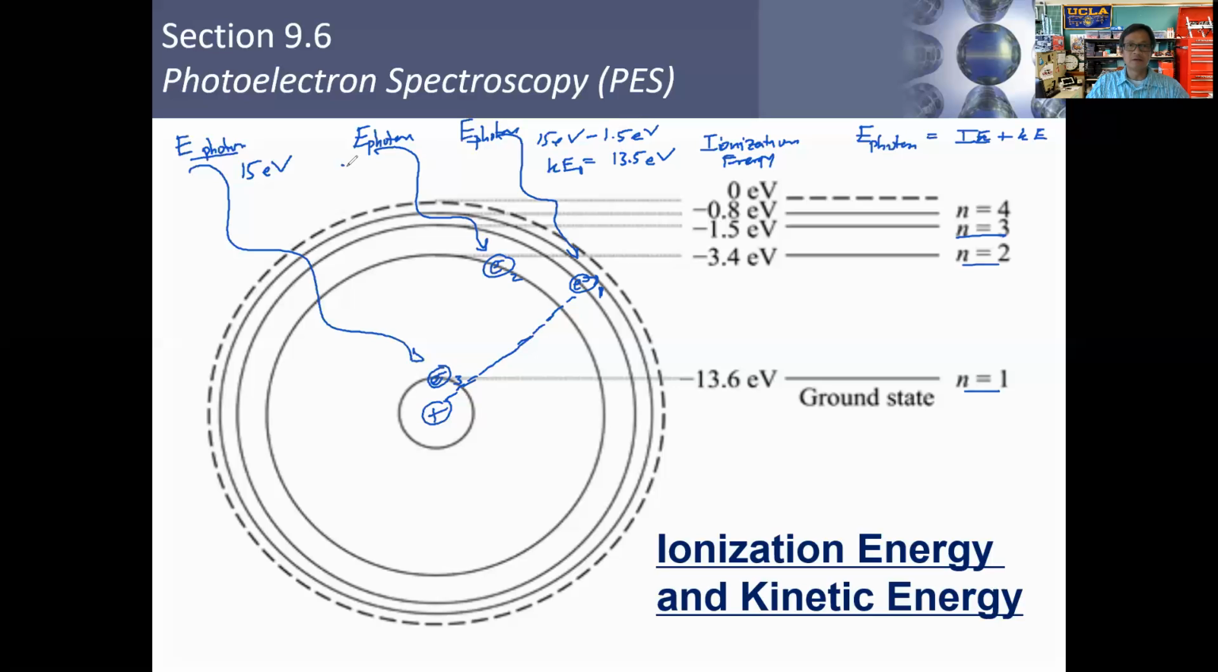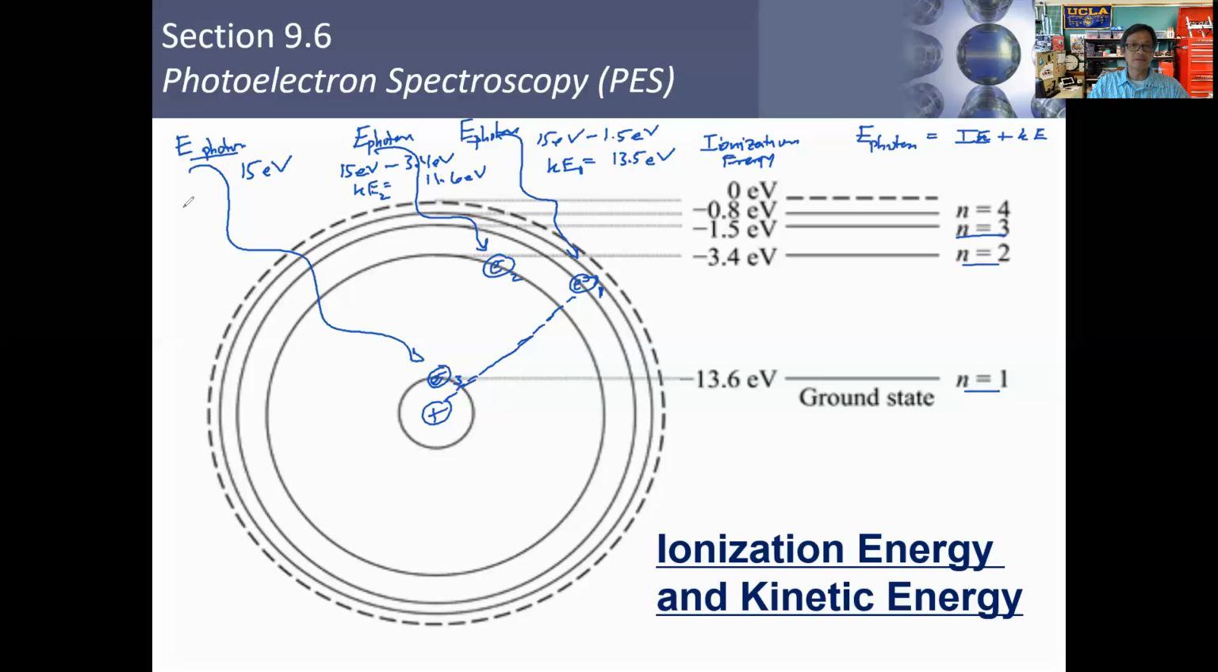Let's do the same calculation. Electron volts minus, this time, this could be 3.4 electron volts. So we can subtract 3.4 electron volts from here. And so the kinetic energy then for electron number 2, 15 minus 3.4 electron volts, you have 11.6 electron volts for this electron here.